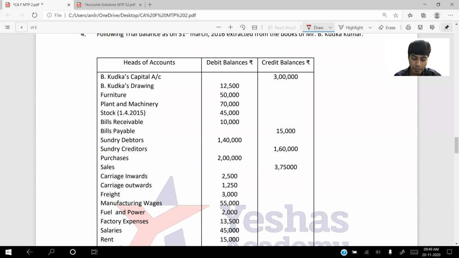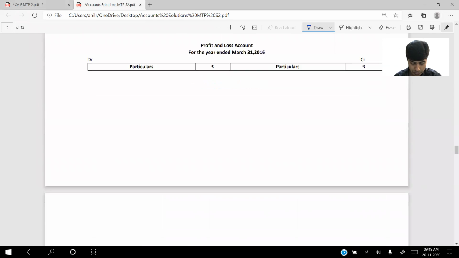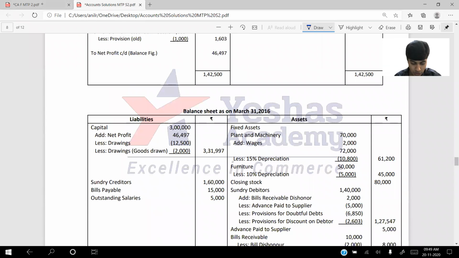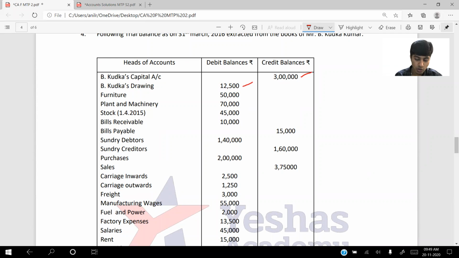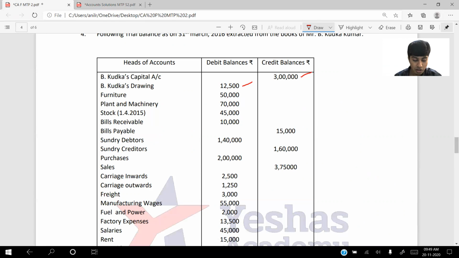So Kudka, this is the capital. It goes to the balance sheet liability side. Have a look. Balance sheet liability side, 3 lakhs opening capital. Next, Kudka's drawings 12,500. Balance sheet capital, I'll deduct 12,500. 12,500 deducted. Next item, furniture 50,000.